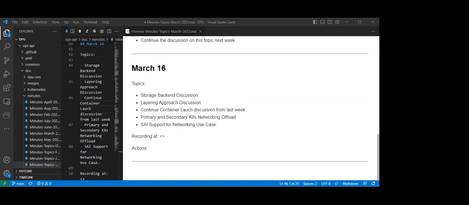Okay. So any other views around primary and secondary Kubernetes networking offload? I know in the past we primarily talked about the primary aspect. Do we have some views around how we would address this secondary networking offload? I have a proposal on the secondary part.